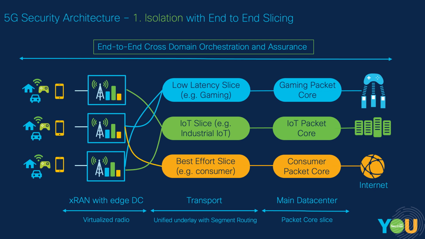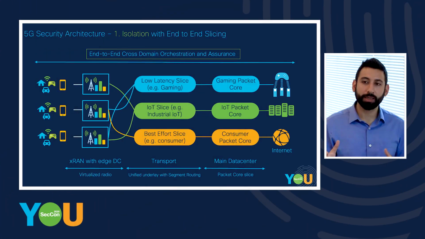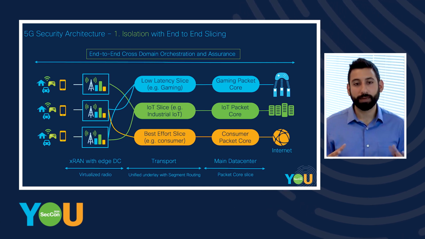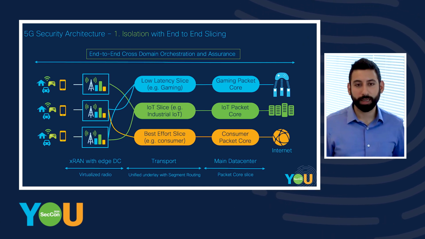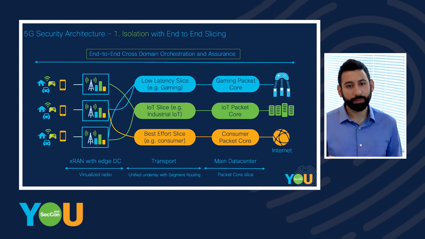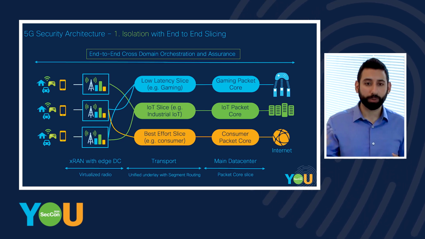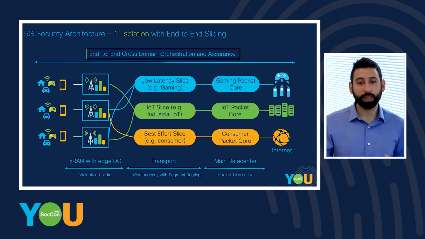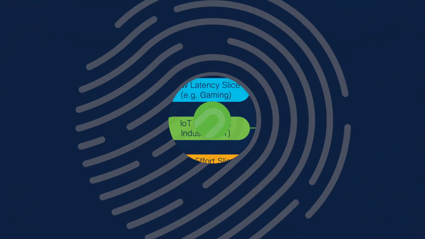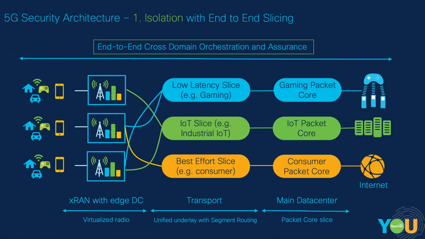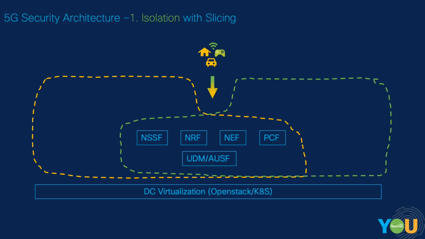And what slicing is, you isolate and split your network into multiple resources, and you assign those resources to different use cases. So your gaming can have a different slice, your IoT can have a different slice, your packet core can have a different slice. What that helps you with is if someone attacks your IoT slice, if they try to get into your IoT packet core, your gaming is still functioning, or your consumer packet core is still functioning at the same time.